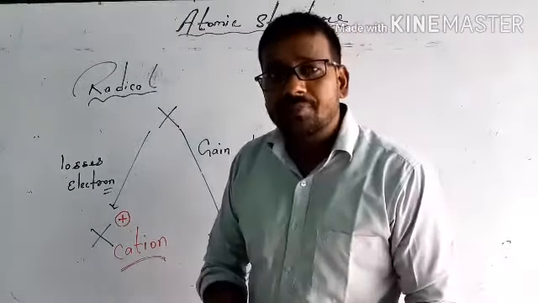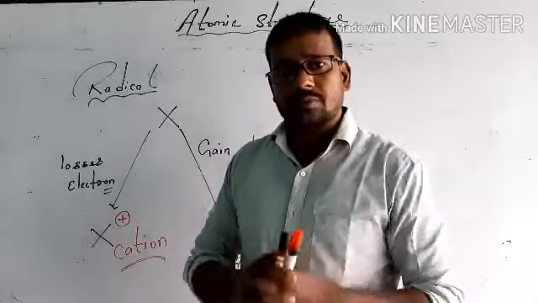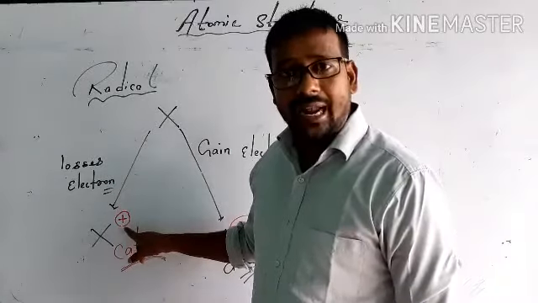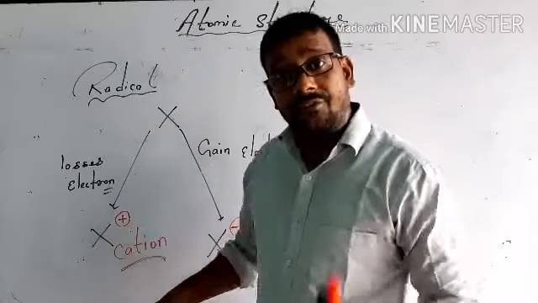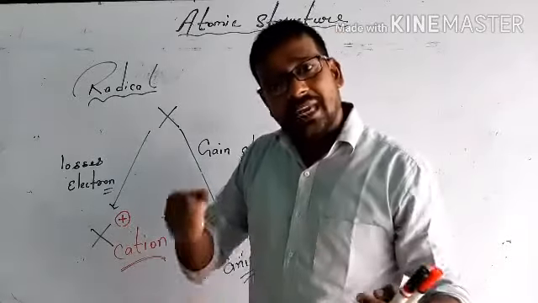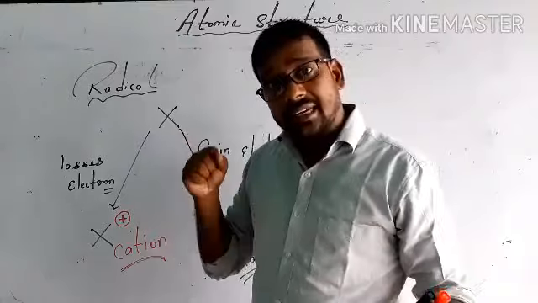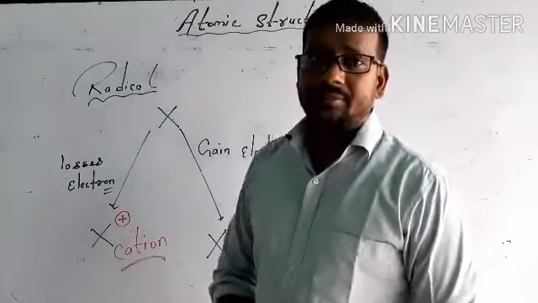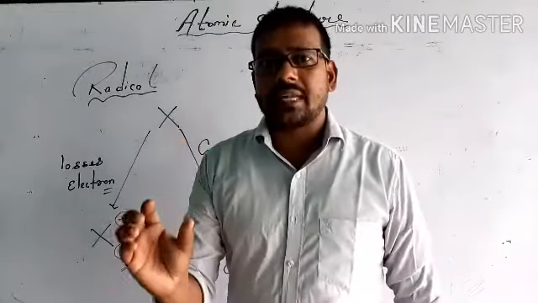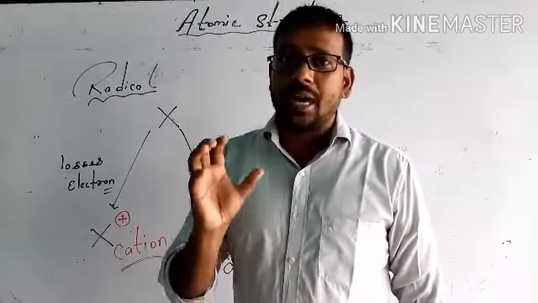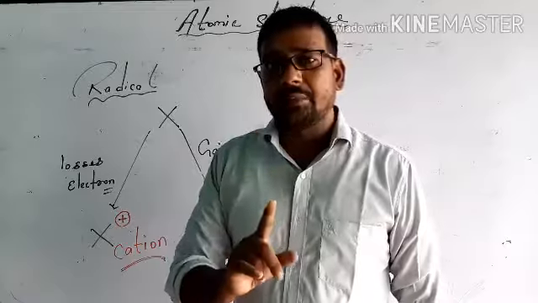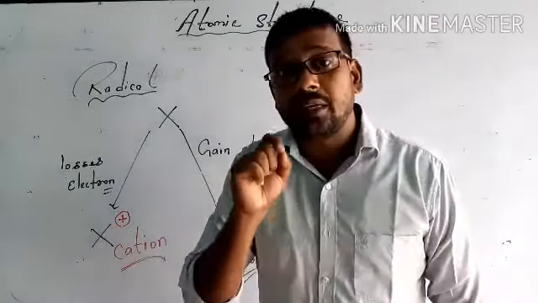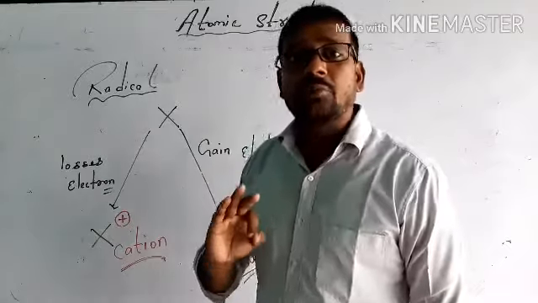How do they form? When they lose electrons, they carry positive charge, and that is called a cation. And when any element gains electrons, it carries negative charge, that is called an anion. So it is clear what is cation and what is anion. Positive charge particle is called cation and negative charge particle is called anion. That is the main thing you have to keep in your mind.